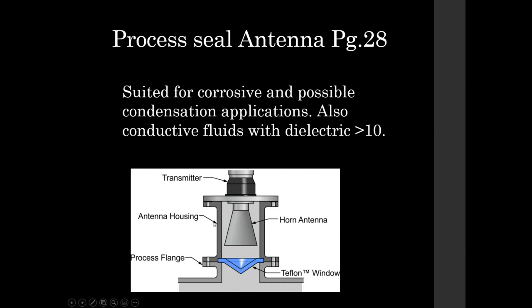Process seal antenna, this is a unique one, suited for corrosive applications and applications where condensation and dust buildup are possible, also with conductive fluids that have a dielectric of greater than 10. We'll talk about dielectrics more in other subjects, but don't worry too much about them at this point in time. This is a good one here. We have a Teflon window. The signal can pass through it. This prevents condensation, dust, and other things from building up on the device itself. Lots of times there will be cleaning mechanisms built into these as well, whether it's a spray of water or a spray of air or something like that with a flange in here to help keep it clean. But we'll address those benefits in, I believe, a different device with a similar mounting application.